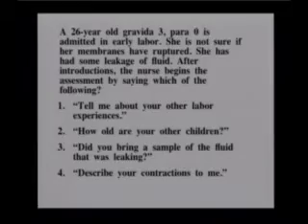Now let's do a question. A 26-year-old gravida 3, para 0, is admitted in early labor. She is not sure if her membranes have ruptured. She has had some leakage of fluid. After introductions, the nurse begins the assessment by saying which of the following. 1. Tell me about your other labor experiences. 2. How old are your other children? 3. Did you bring a sample of the fluid that was leaking? Or 4. Describe your contractions to me.